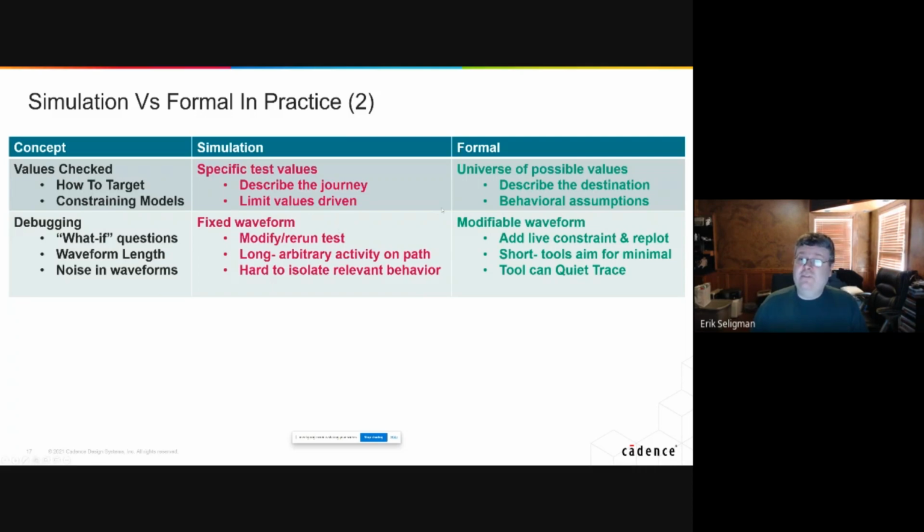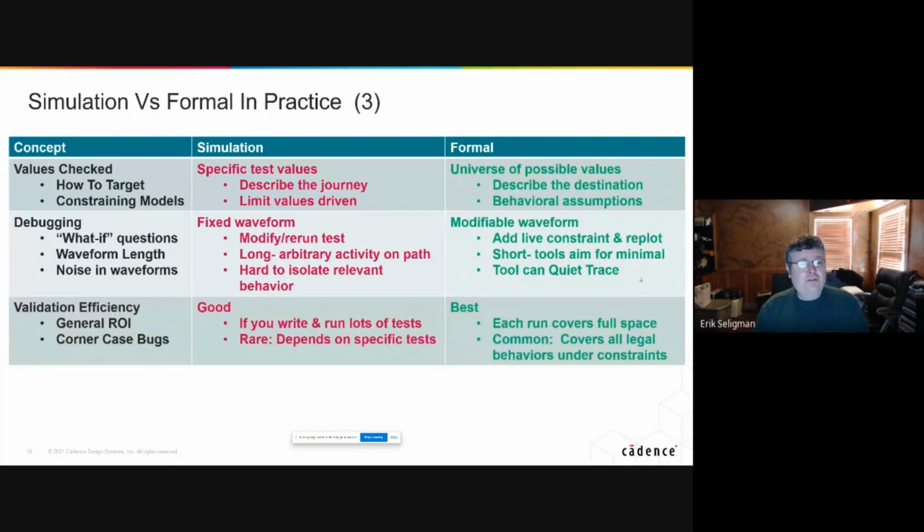Well, again, in formal verification, you have sort of a modifiable waveform. You can add live constraints and replot. Again, because it's solving over the behavior space, you can say, I want something different to happen in the middle or at the end. Whatever you want to do, you just specify your destination and the tool figures out the journey. Right. And then, of course, the tool can do things like I showed you with quiet trace, where you say, okay, well, you've met all the requirements I want, but I want fewer transitions, or try to make the example simpler. And formal can do that. Well, of course, you couldn't dream of doing something like that in simulation.